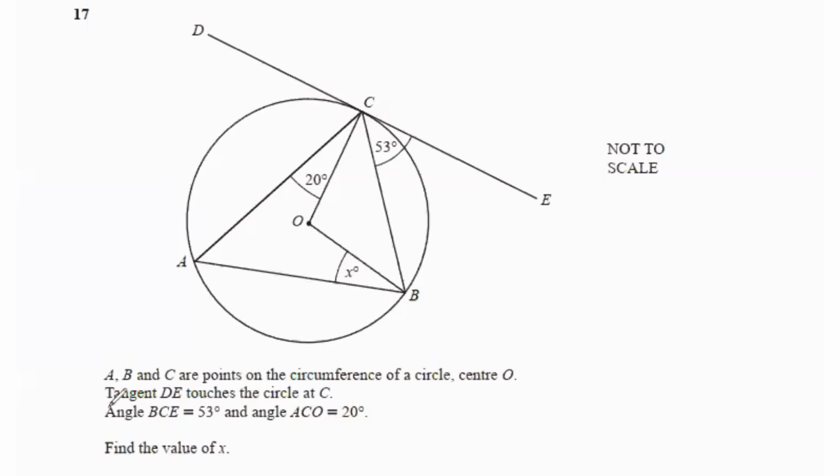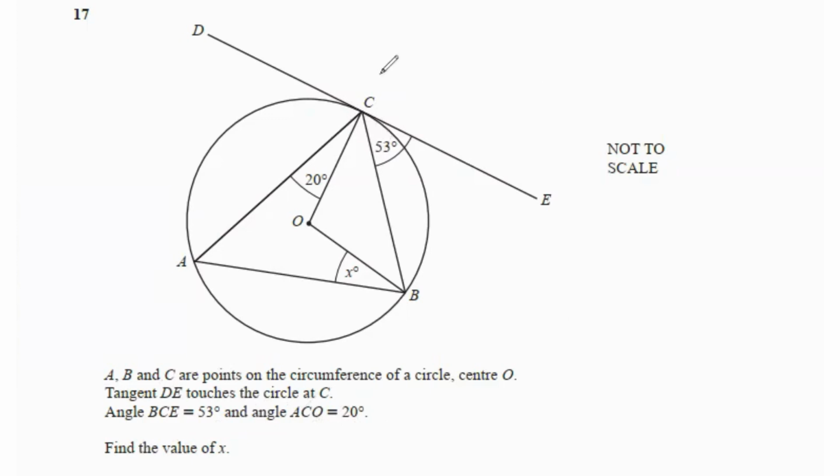This question says that A, B, C are points on the circumference of a circle, center O. Tangent DE touches the circle at C. Angle BCE is 53. Angle ACO is 20. Find angle X. So a tangent always makes a 90-degree angle when it touches the circumference of a circle.